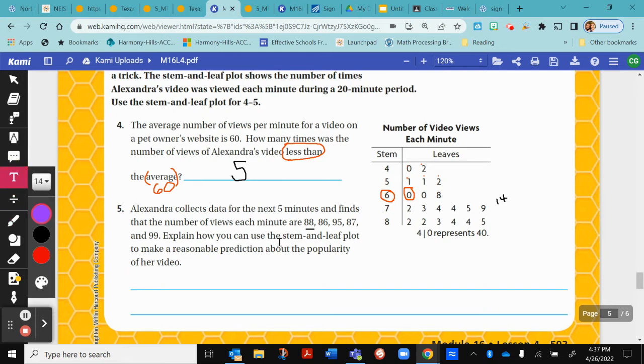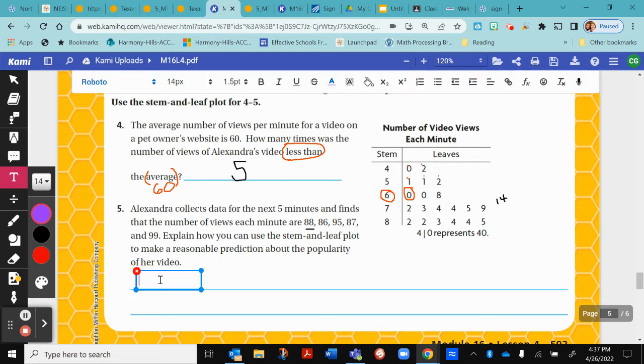Okay, so now it's asking, explain how you can use the stem and leaf plot to make a reasonable prediction about the popularity of her video. Guys, I want you to think back before we even answer this. Think back if you've seen a video that was posted, usually on YouTube, right? When you first see it, you'll see the first 50 people have viewed it. And then maybe a few minutes later, it's like, wow, that's gone up to 70 views, and then another minute goes by, and before you know it, you're at 100, and then there's 1,000. Especially when they're really a well-known person that you're watching, you'll see that number increase.